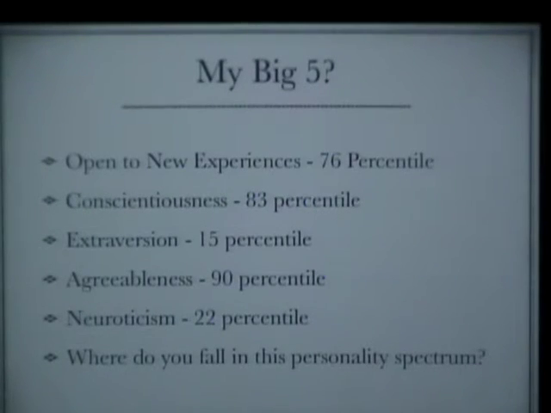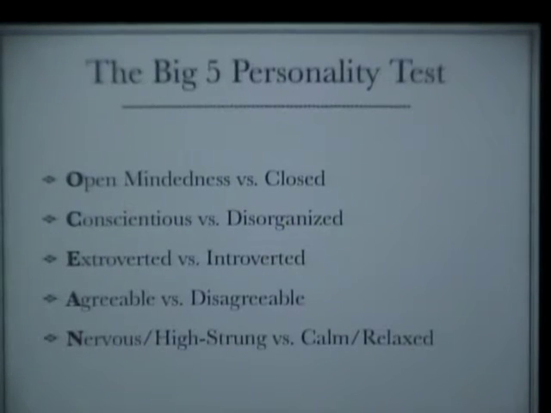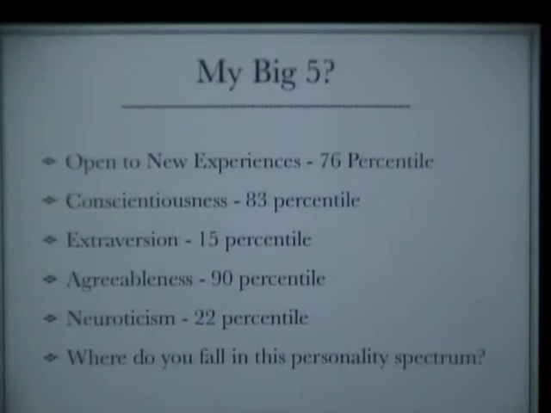My Big Five really correlates to the results I received from my Myers-Briggs. I am open to new experiences. You can see that by the 76 percent score. I'm conscientious, 83%. I'm only 15% extrovert, which coincides with the Myers-Briggs, so the rest, I'm pretty introverted. Agreeableness, pretty agreeable at 90%. And neuroticism, or as it was noted previously, I'm pretty calm and relaxed. Where do you fall in the personality spectrum? You can take these two tests to find out.